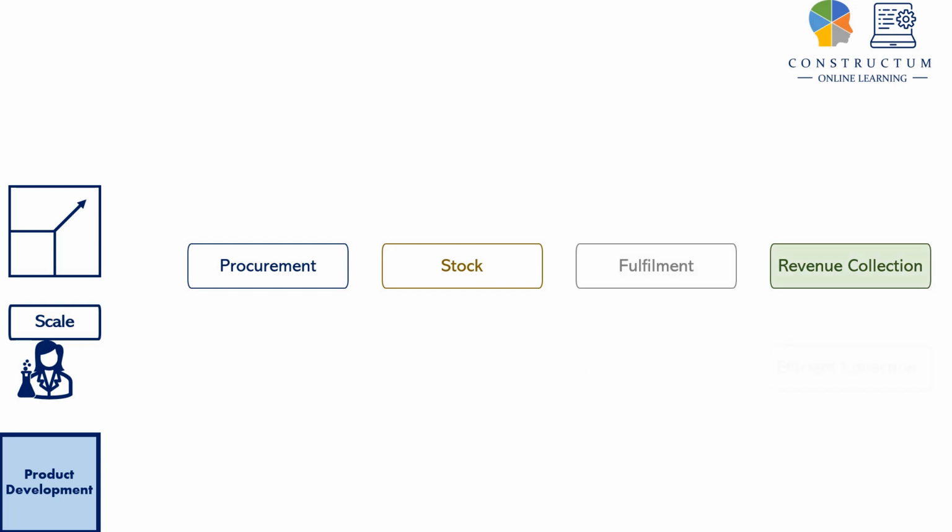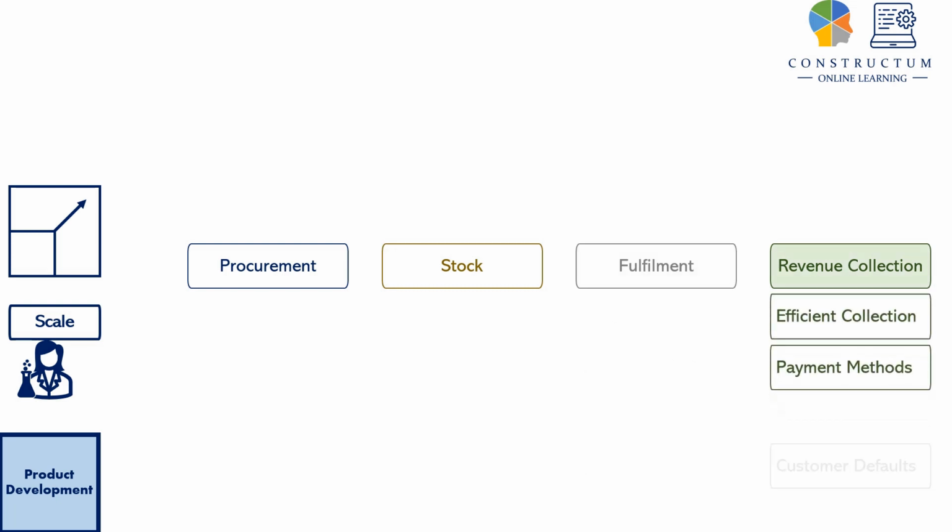Revenue collection. How do you receive payments from customers? How long does it take for you to collect payment from a customer? What payment methods can you implement? Think of SnapScan or mobile bank card machines. What other forms of electronic payments could you possibly use?